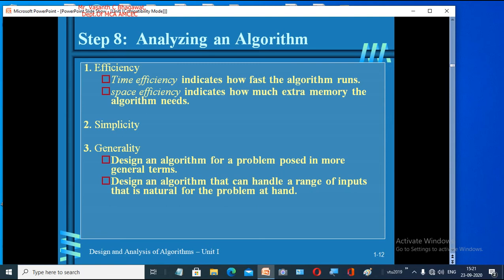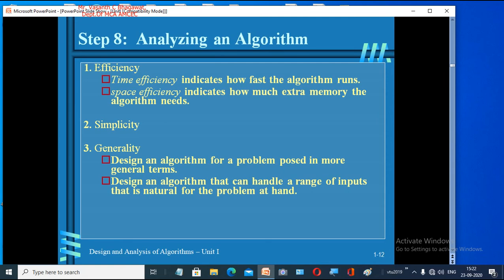Extra. Normally when you write an algorithm and convert it to code, there is certain memory which is required. Apart from that, is your algorithm unnecessarily using extra memory? That is also called space complexity. So in order to analyze the efficiency of your algorithm, you will be looking into the time efficiency and space efficiency. This is the first thing you are supposed to do when you are going for analysis of an algorithm.